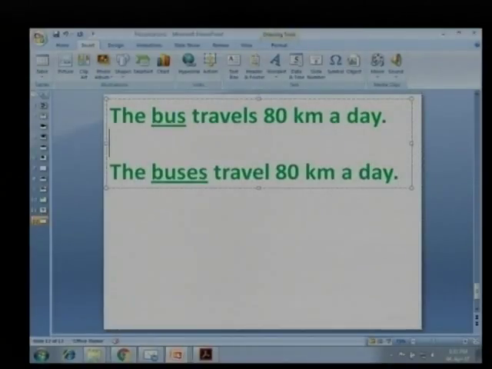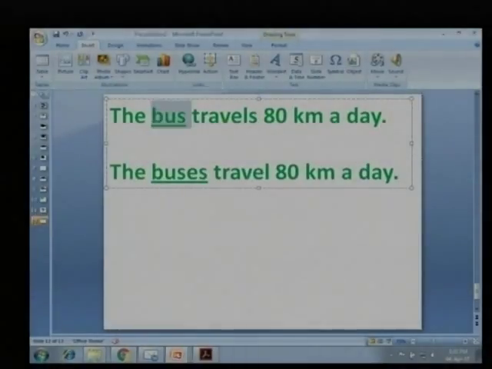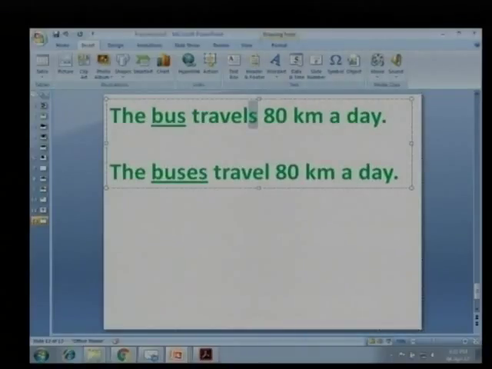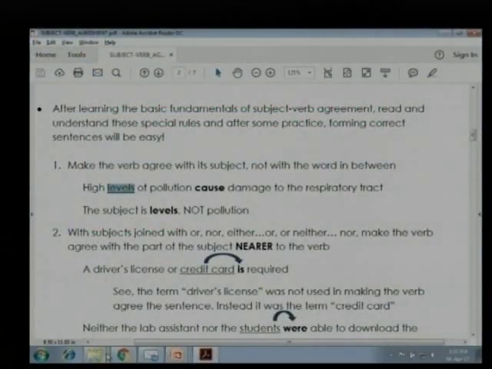So remember that if your subject is singular, you will add s at the end of the verb. If the subject is plural, you will drop the s from the verb. Alright. So in this case it says high levels of pollution cause damage to the respiratory tract. Now levels is plural, it has to be cause, it cannot be causes.